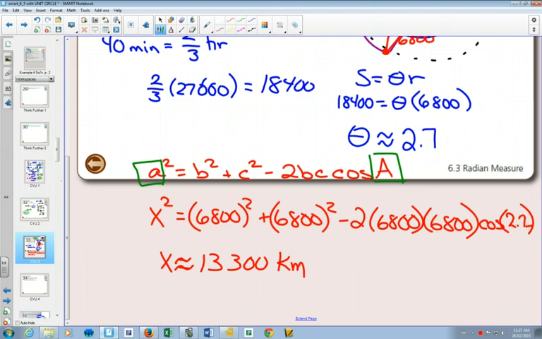There are some more word problems in the homework. You might also want to read example 3 beside that one. It doesn't have as big of numbers because it's not dealing with planets and spaceships.